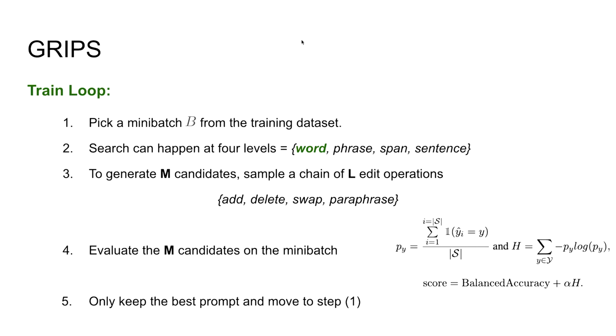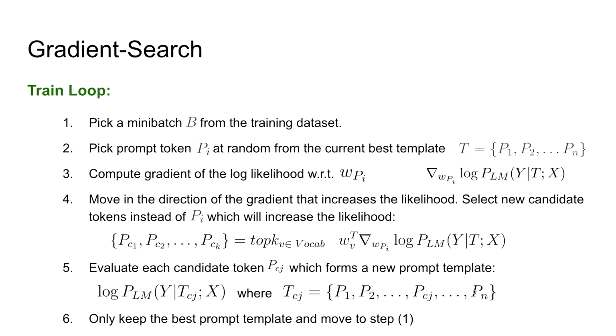As you see, the main difference, I would say, is that the score function in GRIPS is the task metric, but in the previous one, it depends on the gradient, which is really hard to compute in big language models.